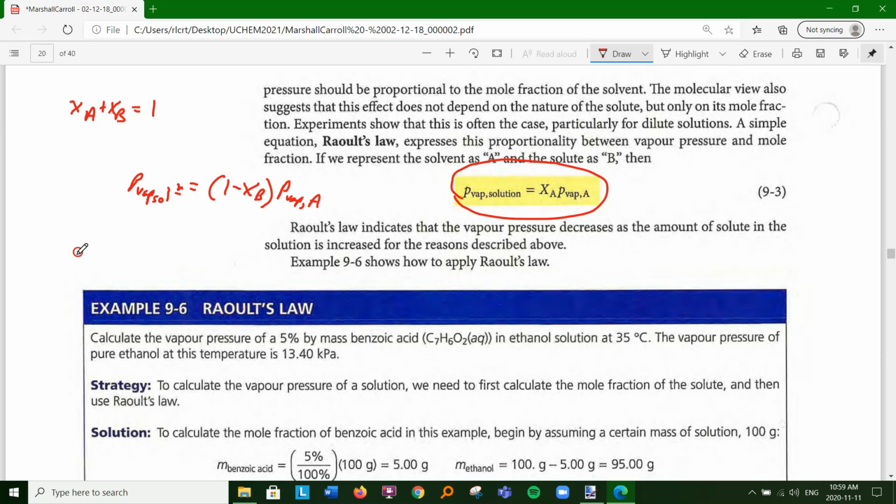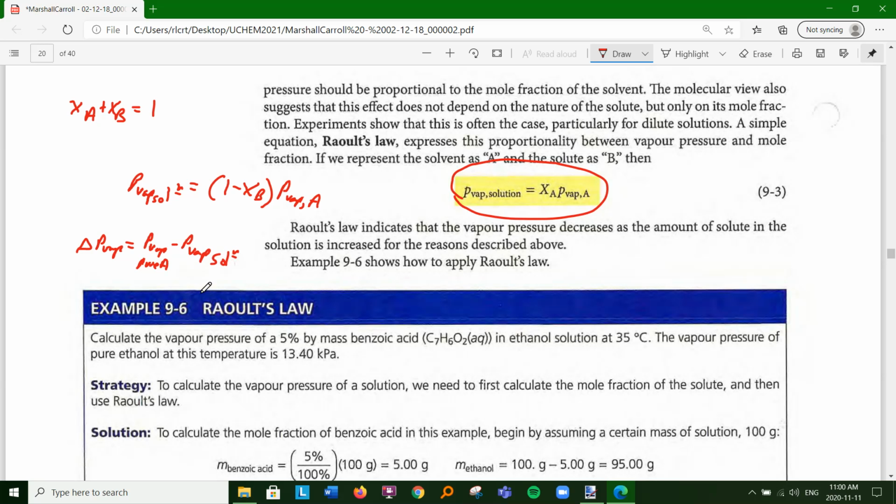And the change in vapor pressure, the vapor pressure lowering, would be, well, the absolute value of the vapor pressure of the solution minus the pure vapor pressure. If you want to have it always a positive value, then you would take the vapor pressure of A minus the vapor pressure of the solution. Vapor pressure of pure A minus the vapor pressure of the solution. Okay, so that shows the vapor pressure lowering.